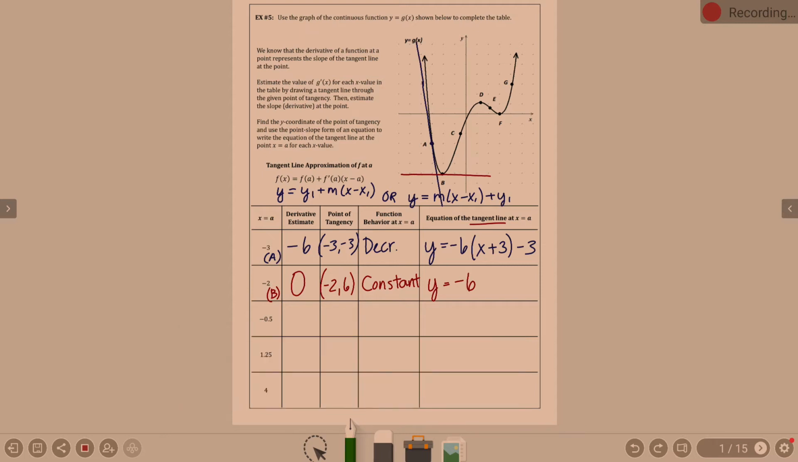Okay, when x is -0.5, that looks like that's going to be C. Nope. Okay, we're going with it. I don't exactly like it, but we're going with it. Are you getting a slope? Oh, and of course this one's in the middle of a line, isn't it?